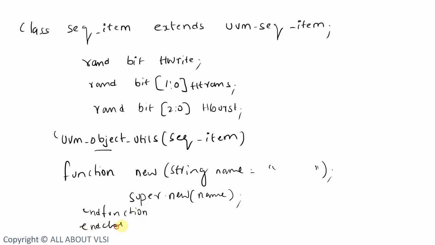So this is how we are going to declare a sequence item. This sequence item is simple. Just like this, we are going to declare our sequence item, and the sequence item class handle will be declared inside our sequence. This sequence item will be used with our sequence, and the sequence is going to randomize all these values.